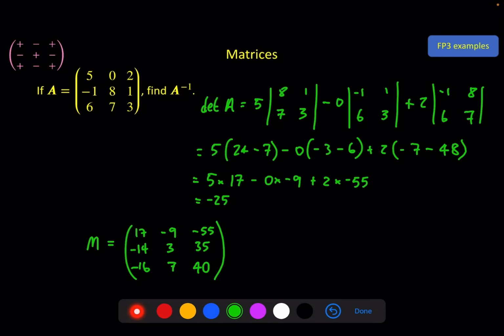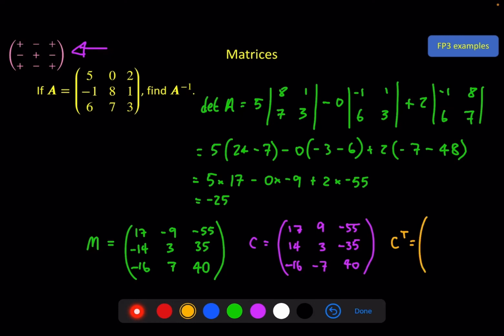Now, we need to apply our cofactors pattern up here to this matrix of minors to get the cofactors. So the cofactors, I leave 17, 3, 40, minus 55, and minus 16. Leave all of those alone. And I change the sign of all the other 4. So this becomes a 9, 14, minus 35, and a minus 7. And that is my cofactors matrix. Then I need the transpose of this.